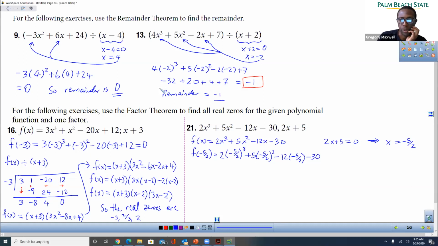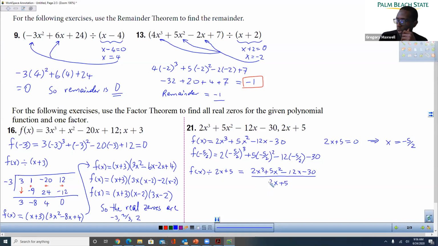So let's now divide this expression by this one. Now this doesn't look like it will work, but what we could do is synthetic division. Let me show you something quickly here. If I do f of x divided by 2x plus 5, that would be the same as 2x cubed plus 5x squared minus 12x minus 30 divided by 2x plus 5. Are you with me so far?